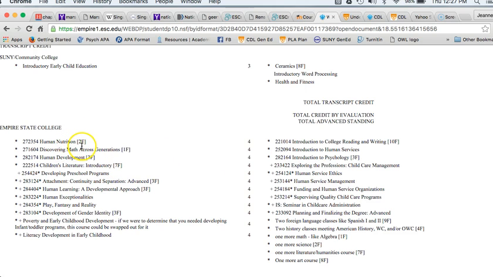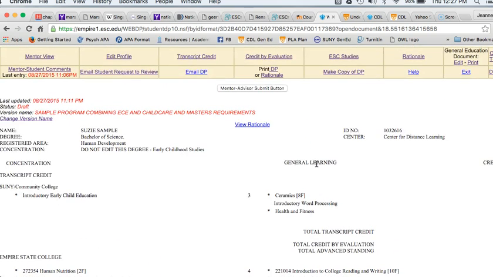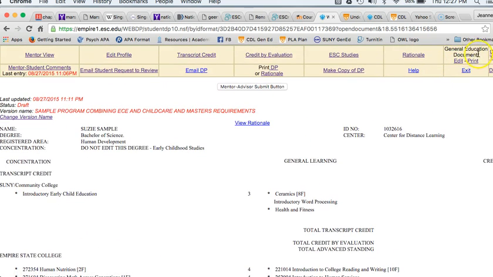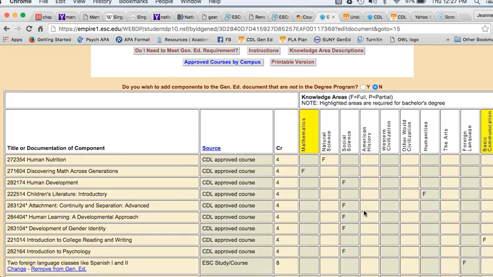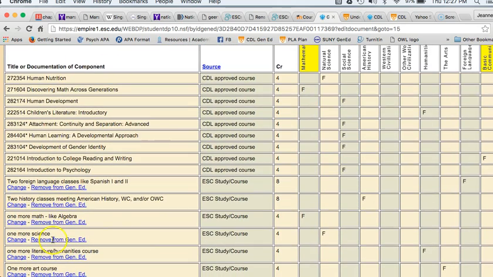So over here you see a 2F. 2 is for science. Discovering math, 1 is for math. 3 is for social sciences. 7 is for humanities. But you don't need to guess all of these things. You actually just need to go up here to where it says General Education Document and click on Edit. No, you're not going to hurt it, so go ahead and click on it. So, and here is your general education document. Here is everything that this student has that meets general education. So if we look here at human nutrition, it was taken at CDL.